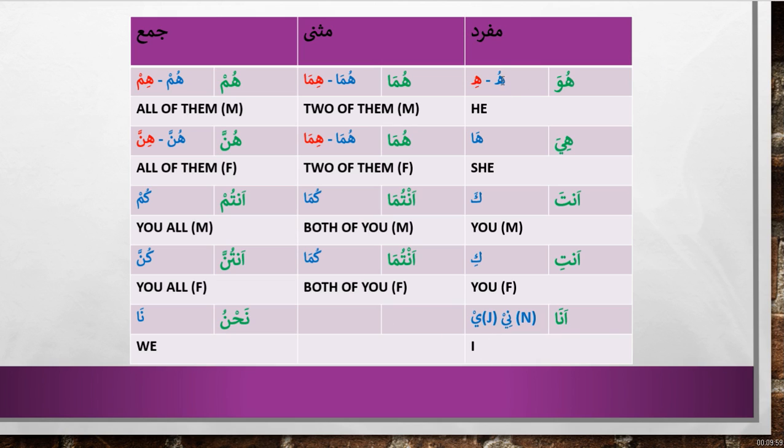And the attached ones are very similar except some. For example, huwa becomes hu, huma is the same, hum, ha, huma, hunna. This one is different: ka, kuma, kum, ki, kuma, kunna, ni or i, na. So let's go to the examples later.